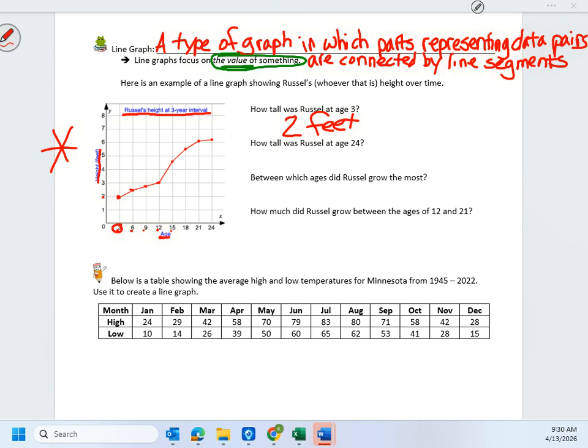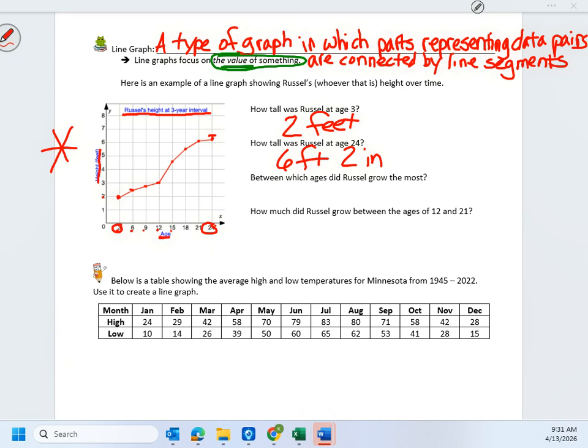How tall was Russell at age 24? Diana? Yeah, so we go to that 24, we go up, it's just above that line for 6 feet. So I wouldn't just put 6 feet, because I know he's a little bit taller, but I don't know exactly how many inches that is. But I know it's less than halfway. So I know halfway with my inches would be 6 inches. So I might say something like 6 feet, 2 inches. Okay, because I know it's above 6 feet, but it's not 6.5 feet tall.